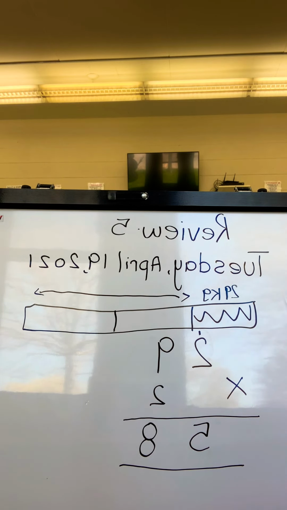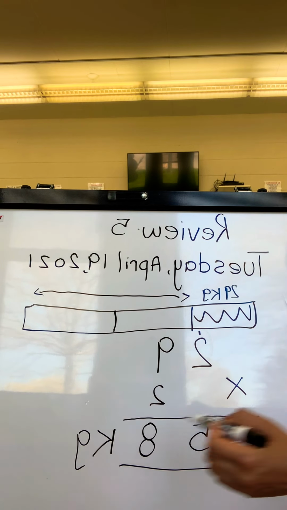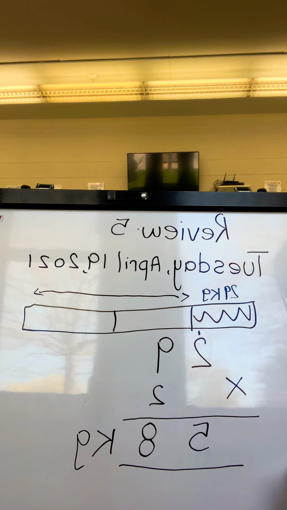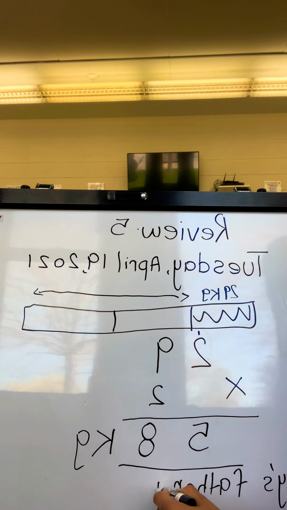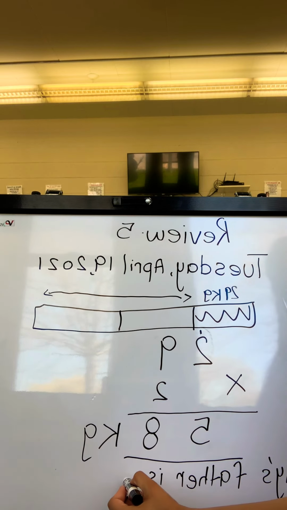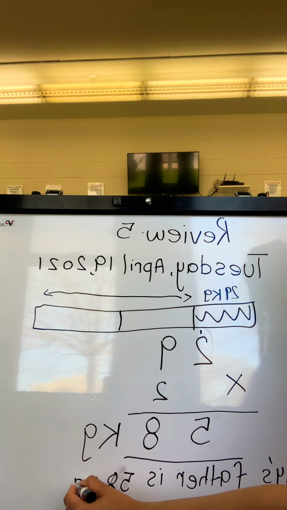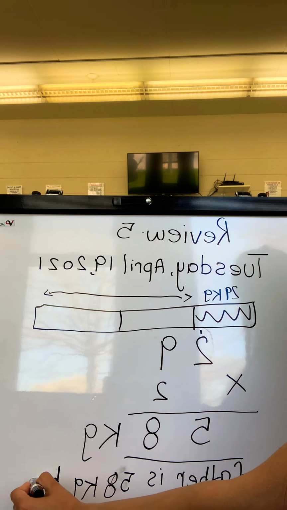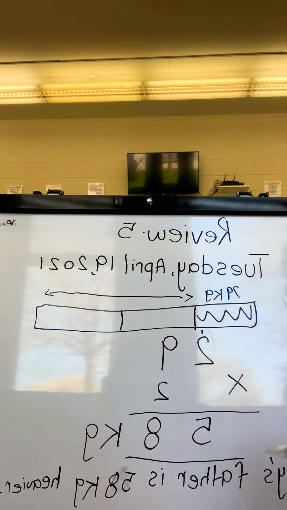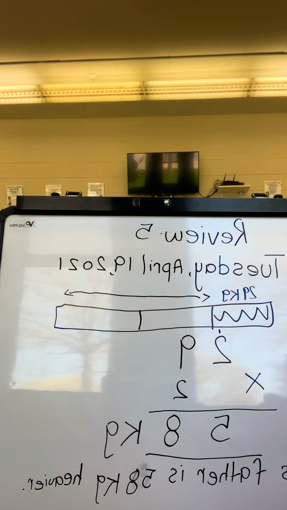Right? So what would my answer be? So Lily's dad or Lily's father is 58 kg heavier than Lily, right? So kg, there we go. Okay, so Lily's father is 58 kg heavier. Period. Okay, I hope you can see. That is our question 4.